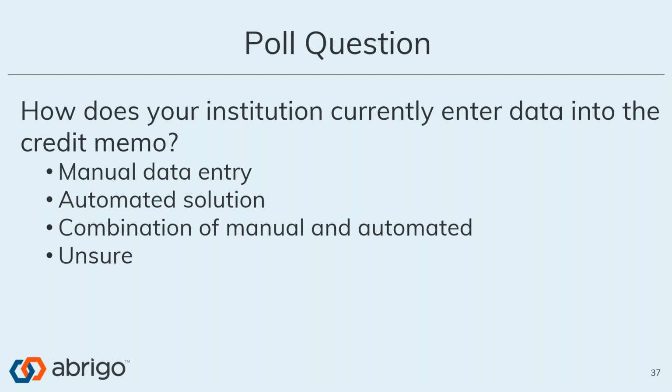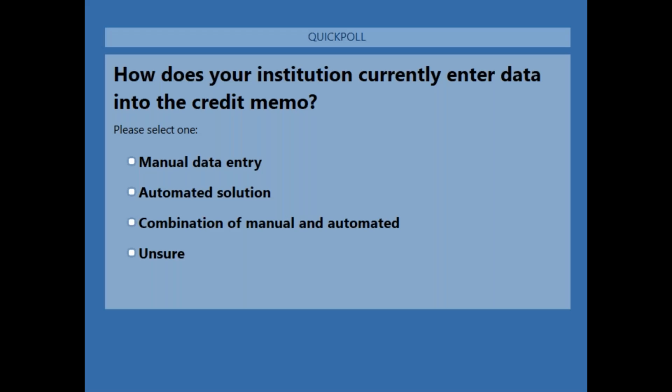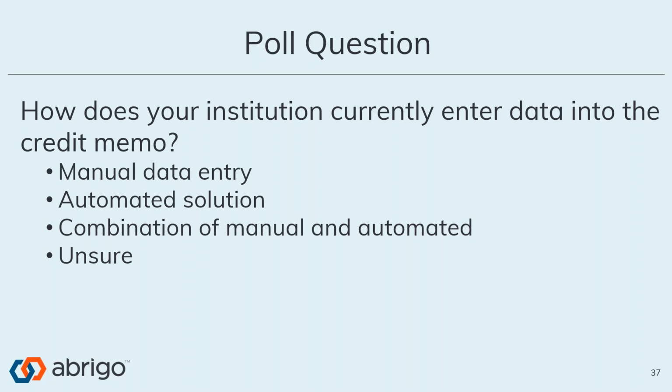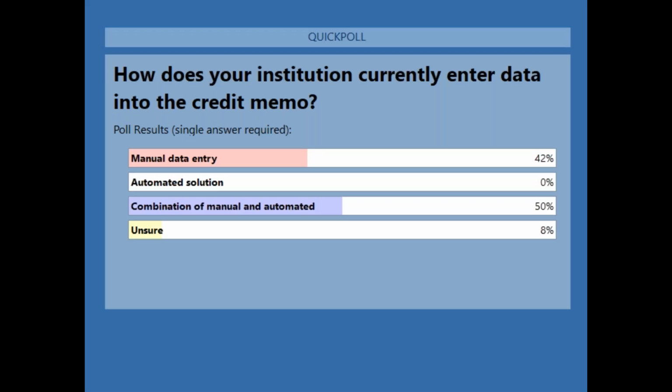Yep. We've got, how does your institution currently enter data into the credit memo? Are you doing that manually? Do you have some sort of automated solution? Is there maybe a combination of manual and automated, or unsure? We'll leave that open for a few more seconds. All right, let's go ahead and share the results. We've got 42% at manual, 50% combination, and nobody's using fully automated, Rob.